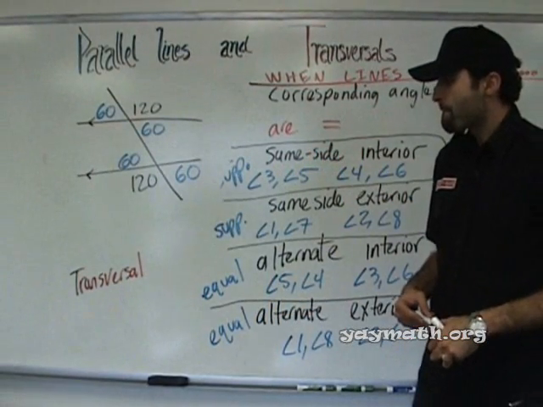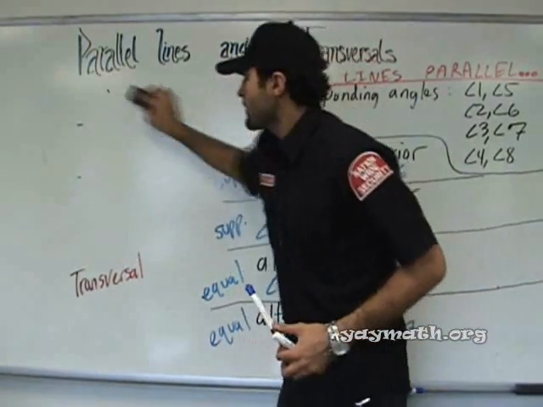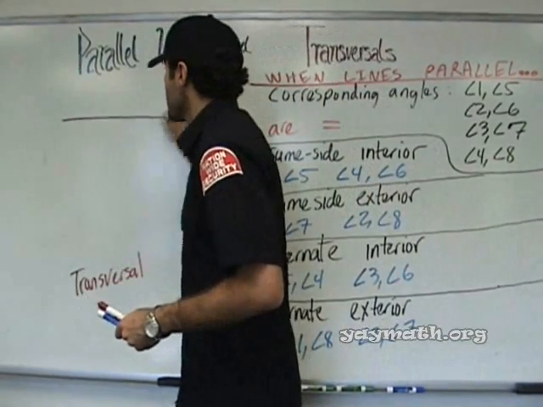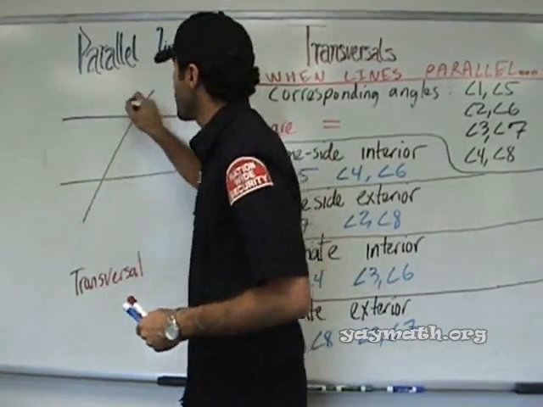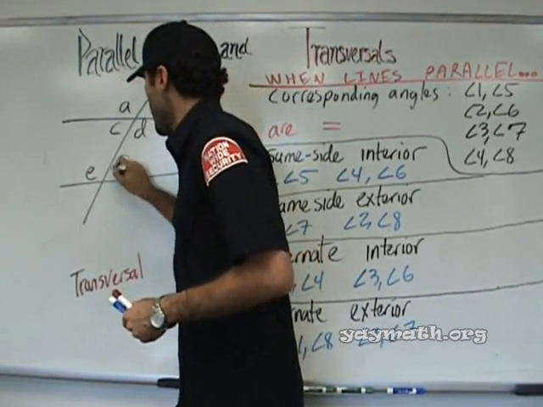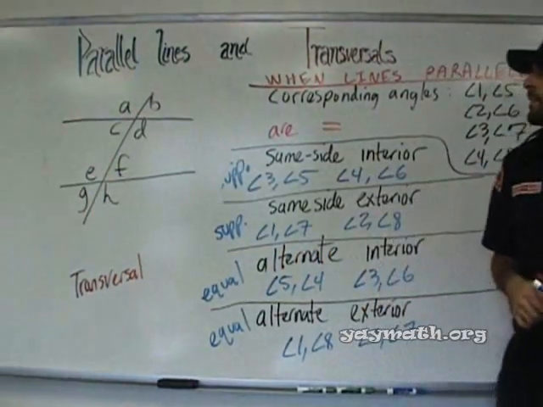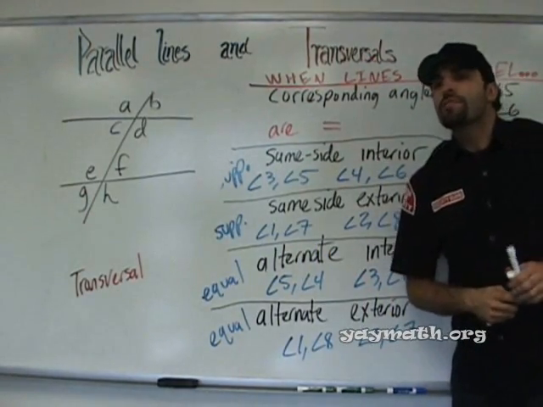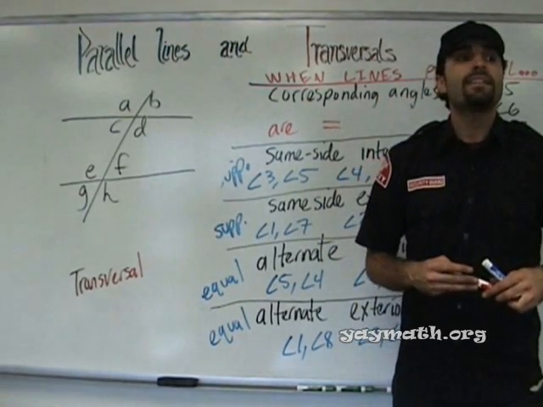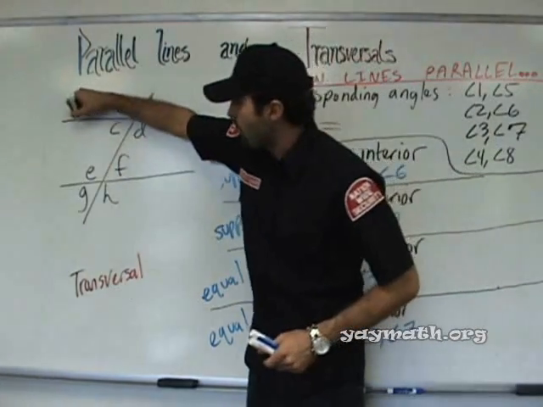What if it was like... You want to try another one? Yeah. Let's do it with letters. Here we go. A, B, C, D, E, F, G, H. Okay. A is corresponding with what? E. A and E are corresponding, so they are always equal when the lines are parallel.